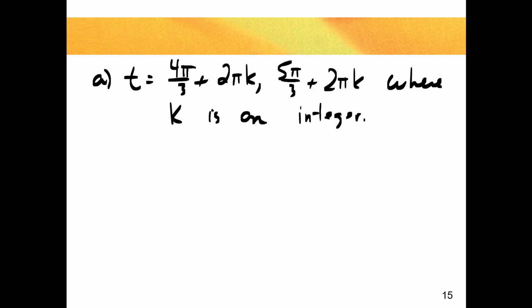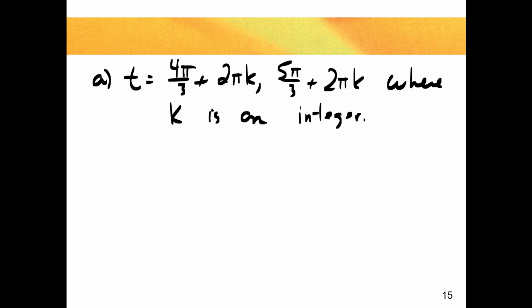Do you have to write t equals, or can you just write 4 pi over 3 plus 2 pi k? The correct way of doing it is t equals, but either way is just fine, as long as you understand what you're talking about. The precise technical way of doing it should be naming the variable and saying what it equals. So t equals should be the precise way of doing it. All right, that was A, that was B. I think we're good with that one here.